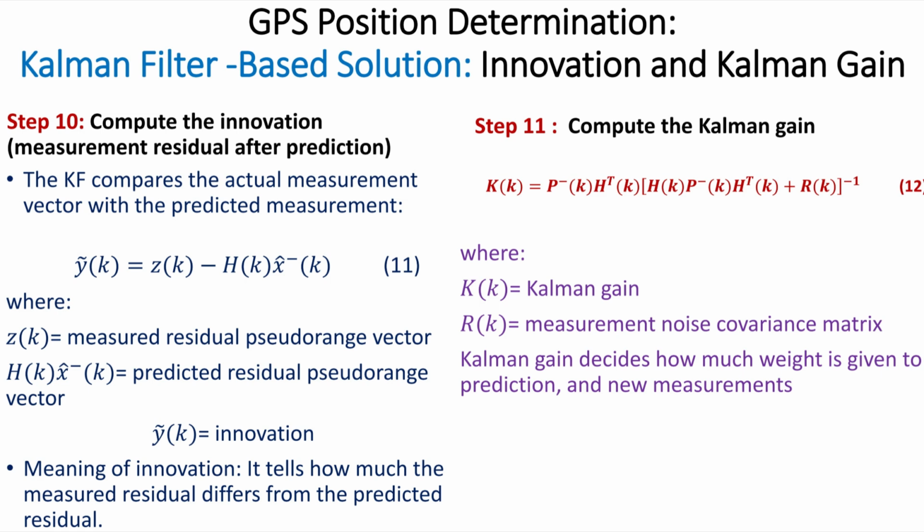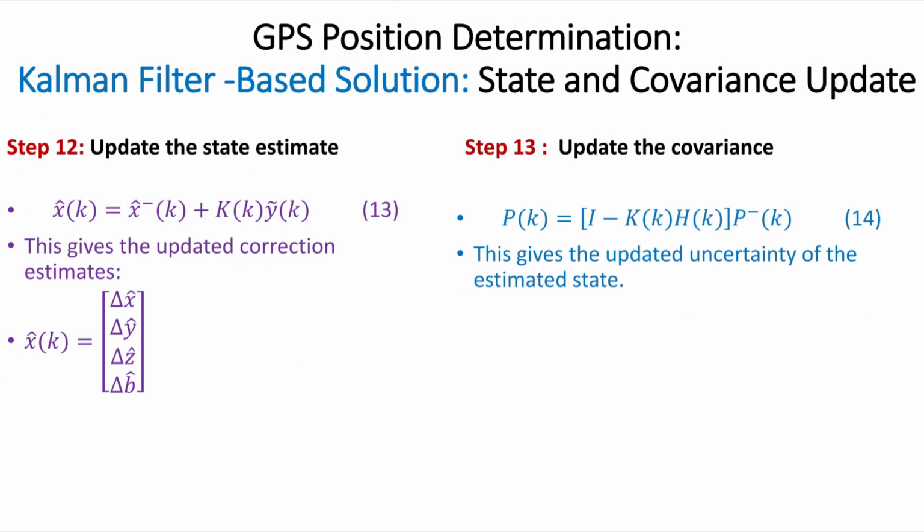The innovation is the difference between the actual measurement residual and its predicted value. It indicates how much new information is present in the current measurement. The Kalman gain then determines the appropriate balance between the predicted state and the new GPS measurements. The predicted state is corrected using the Kalman gain and the innovation. This produces the updated estimates of receiver position and clock bias corrections.